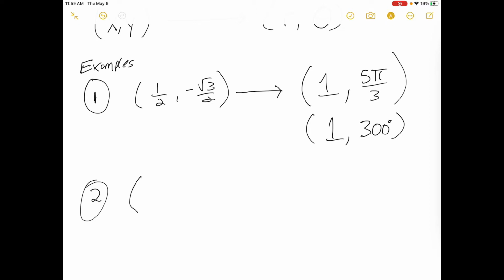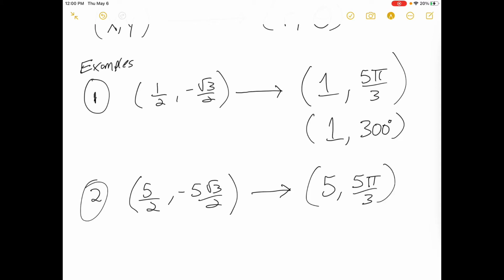If you have a coordinate that's from the unit circle, but you have a different radius, so let's say you have (5/2, negative 5 root 3 over 2), we're looking in the same spot. That's (1/2, negative root 3 over 2) multiplied by 5. So my radius is 5, and you still got the same radian. Could be 300 degrees.